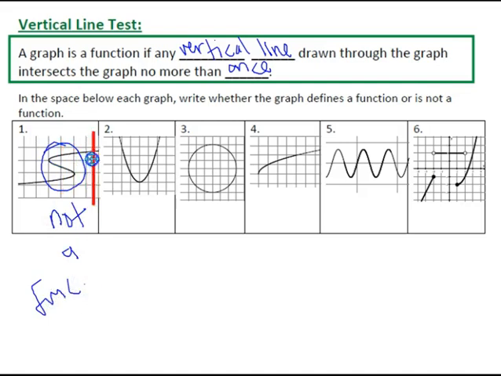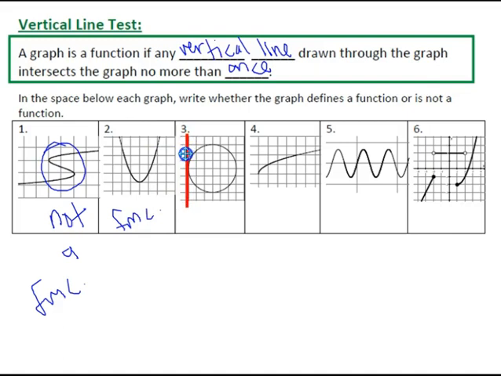If we go on to number 2, we're going to drag it across the entire graph, and notice how it only ever touches it once. I'm going to keep moving it. It never ever touches it twice or 3 times. It only ever touches it once. So this one we could say is a function. It passes the vertical line test.